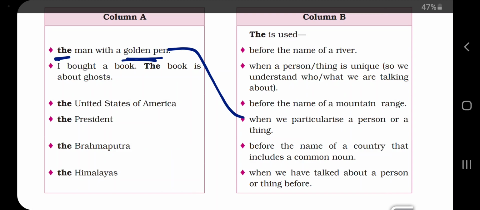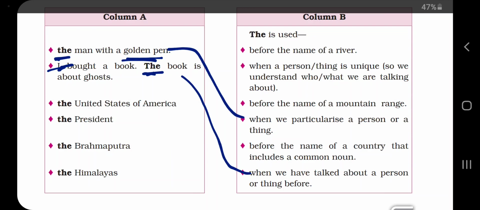I bought a book. The book is about ghosts. Which book is about ghosts? The book I have bought. So it is specific. And we have already talked about it before. So this will be used when we have talked about a person or thing before.